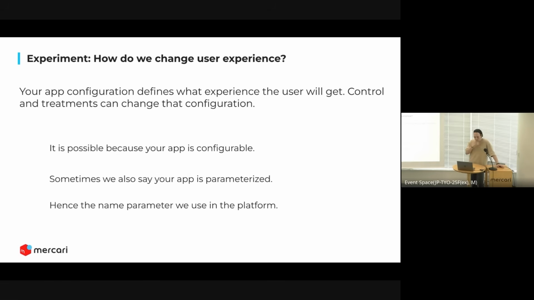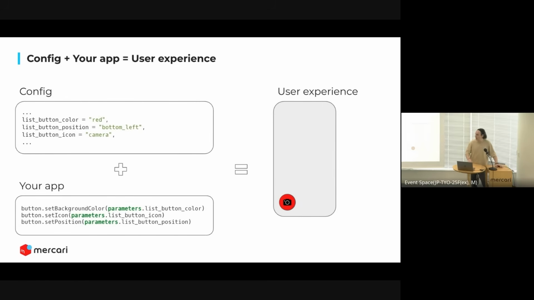And the answer is that when you write your application, you make it configurable. We also say sometimes that your application is parameterized. And what it means is basically that you use configuration that is defined in terms of parameters to customize your experience, how the code behaves, right? This is why we use the name parameter in the platform. We will get to it next. So let's look at this.